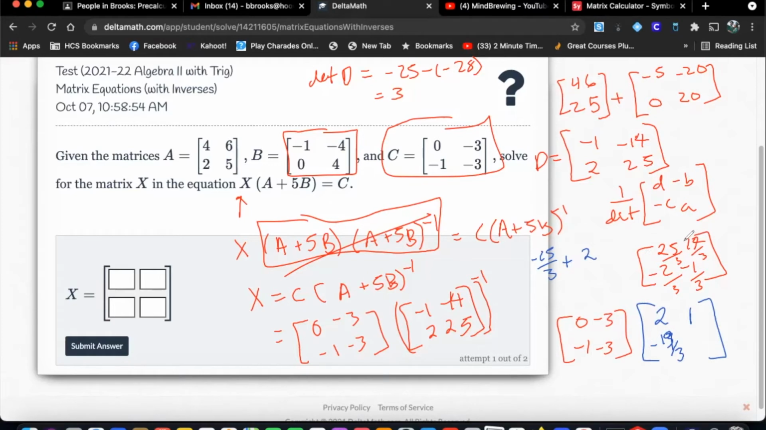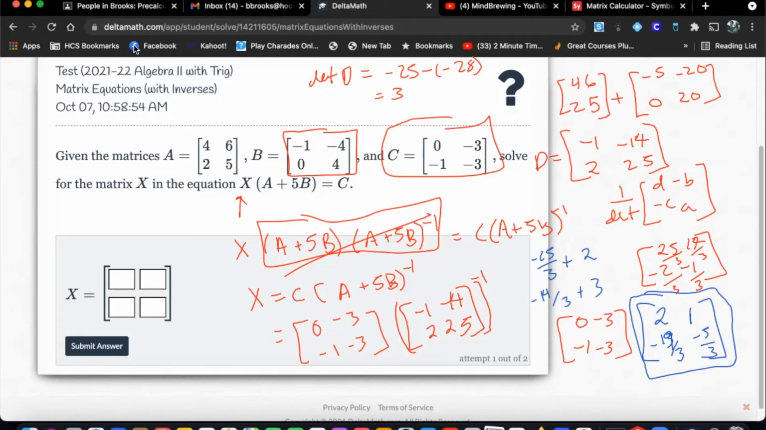Negative 14/3, and then plus 3. So let's see, 9. So negative 5 over 3. So this should be x. Now, what else could I do? Let me plug into my calculator, just to make sure that I got everything correct here.